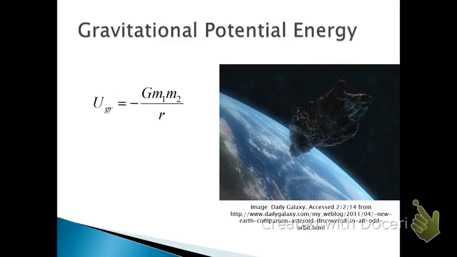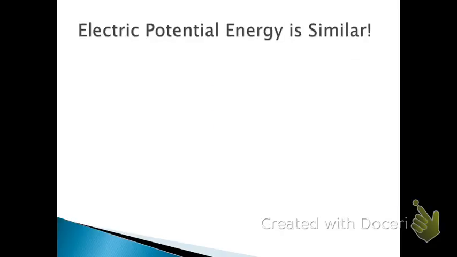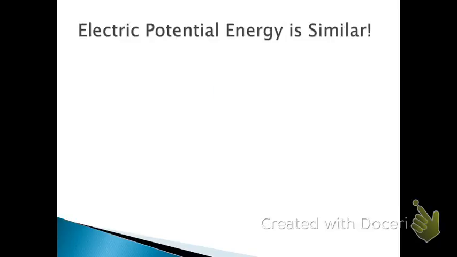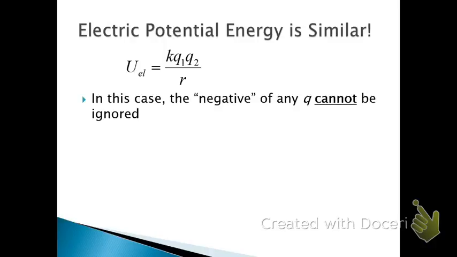Now, the only reason I'm showing you this, I'm not really going to test you on this equation, being U equals negative G m1 m2 over R. Instead, I'm going to test you on electric potential energy. The electric potential energy looks a lot like Coulomb's law, except the equation is simply U equals K Q1 Q2 over R, not over R squared. One other difference is that this is a scalar, not a vector. So the negative of any Q can't be ignored.